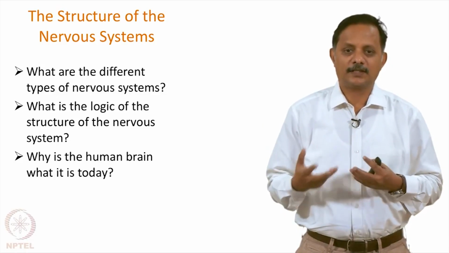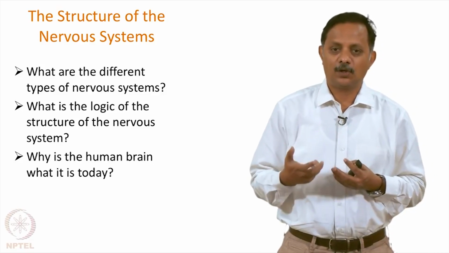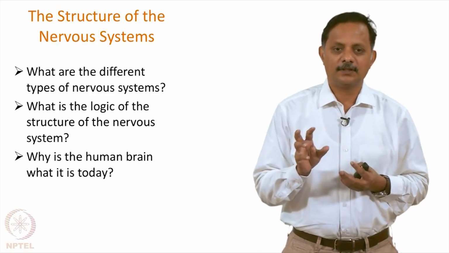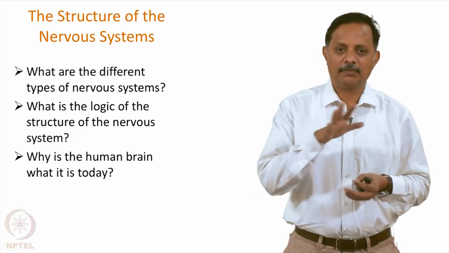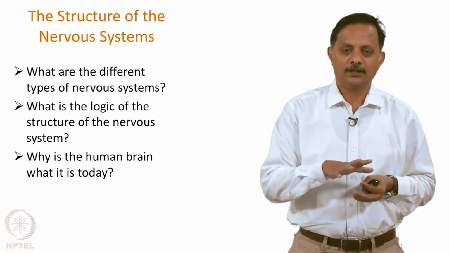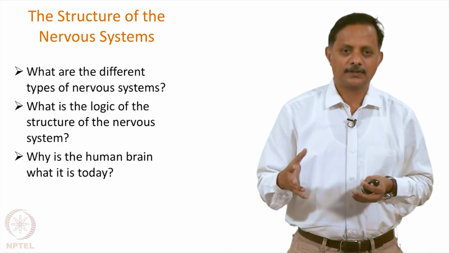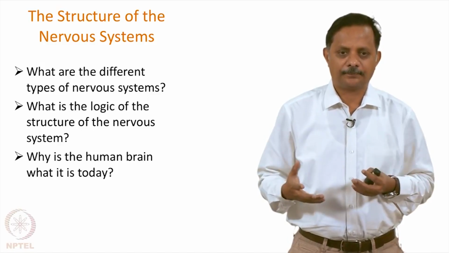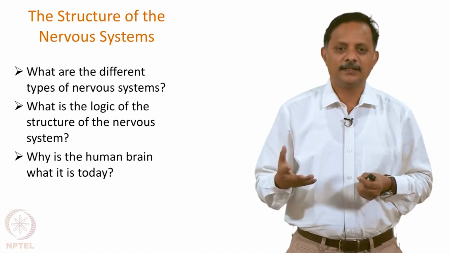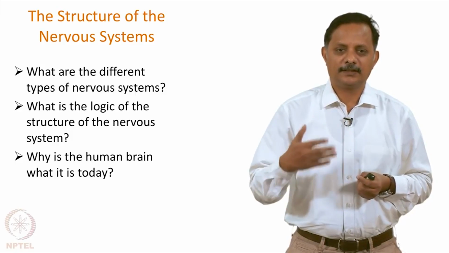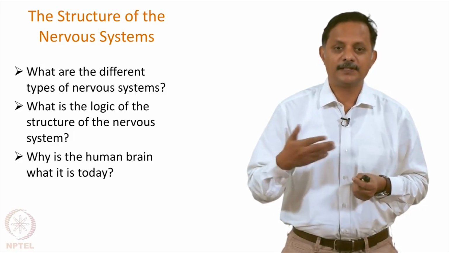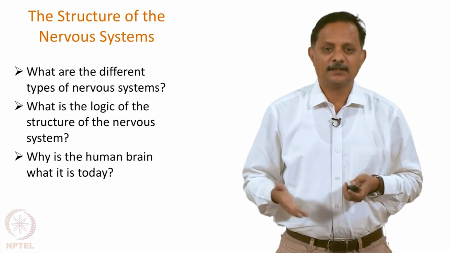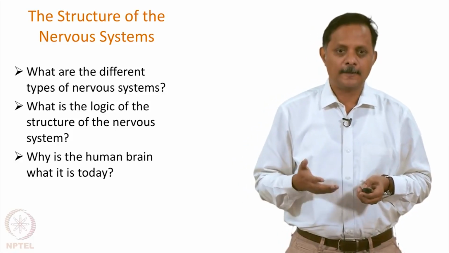What is the logic of this kind of structure? What kind of forces, what kind of logic shapes nervous systems from the primitive condition of a diffuse nerve net to the current condition in humans with a brain and a spinal cord? Then we will also see what the correlation is between the type of nervous system that an organism or species has and the kind of intelligence that the species exhibits.